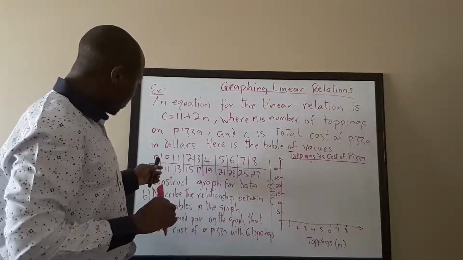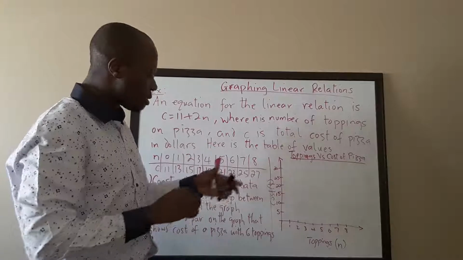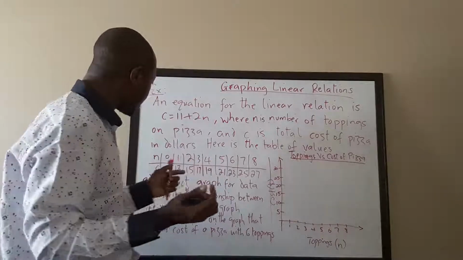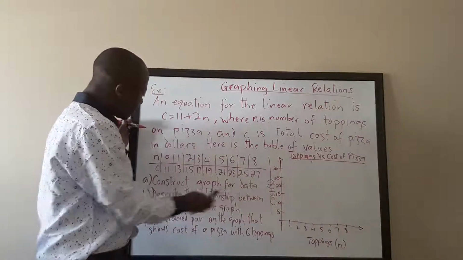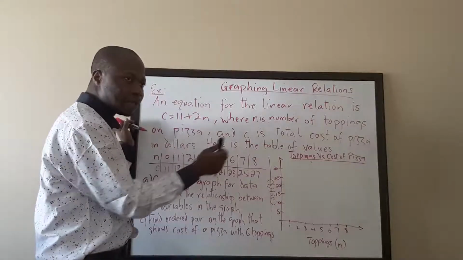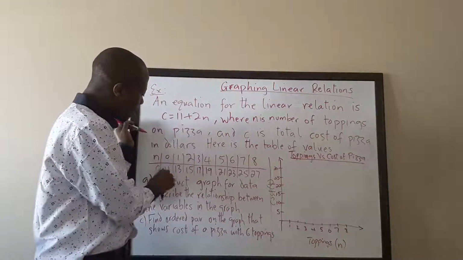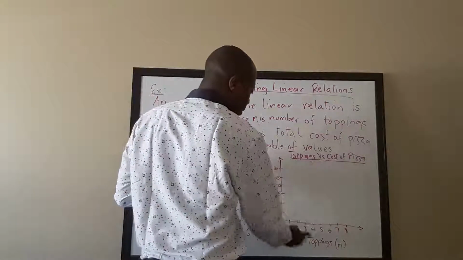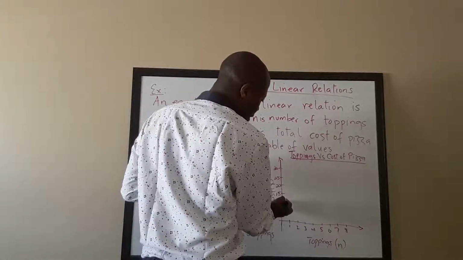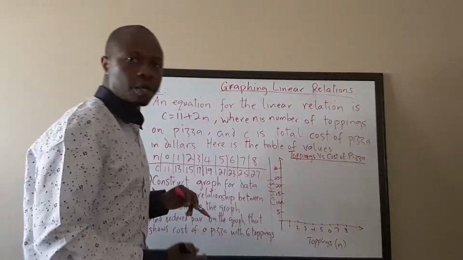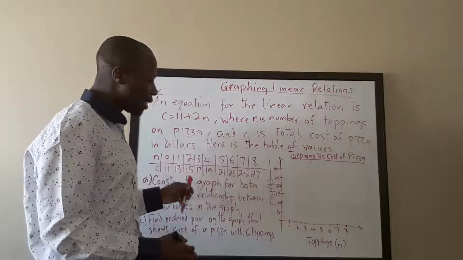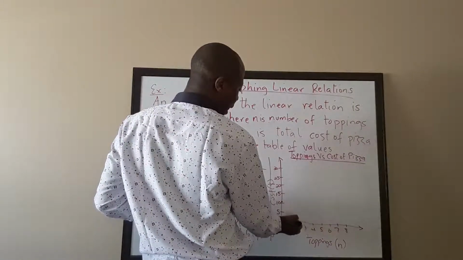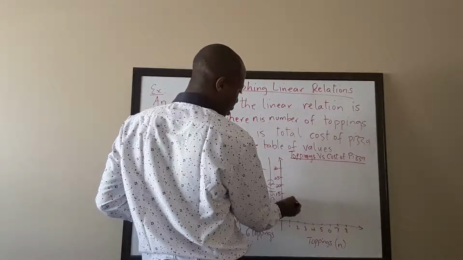So now, the way we do our plotting on the graph is most people would like to use dots, so I'm just going to do that here. We're going to go from the horizontal, 0, and then without taking off our pen, we're going to go up to the vertical for 11. We put a dot there. 1 and 13: I go 1 to the right, and then without lifting up my pen, I go up to 13, right there.